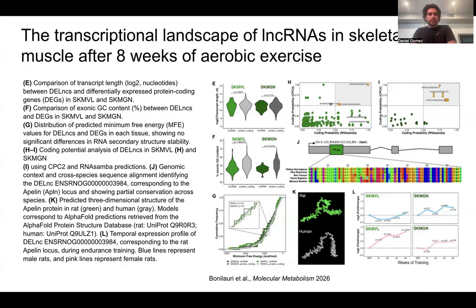And then the temporal expression profile in the apelin locus during endurance training is shown. The blue lines represent the male rats, and the pink lines represent the female rats. And we can see that over weeks of training, from sedentary to 1 to 8 weeks.